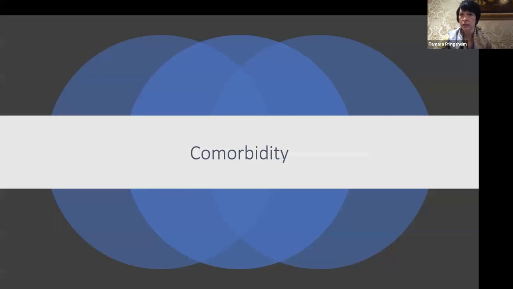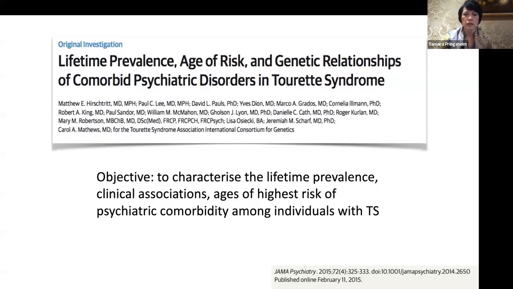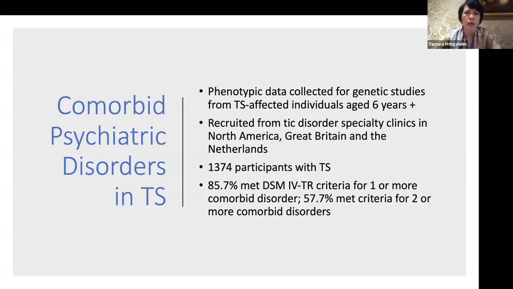Let's talk about comorbidity now. So I'm going to show you some data from a study which looked at the lifetime prevalence of comorbid psychiatric disorders and Tourette syndrome. And this was a large multi-center study of patients who had participated in some genetic studies of Tourette syndrome. So this data included people from North America, Great Britain, and the Netherlands. There were over 1,000 people in this study.